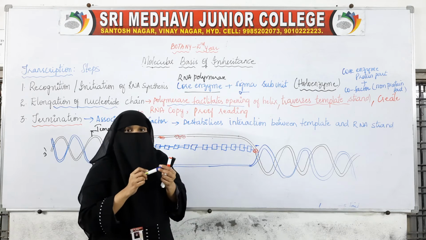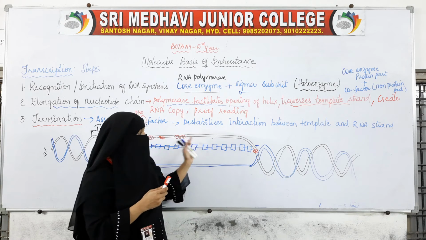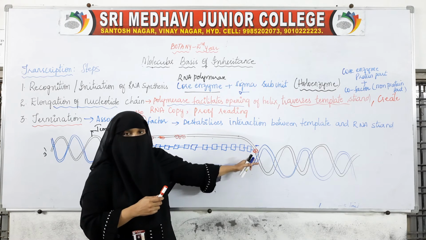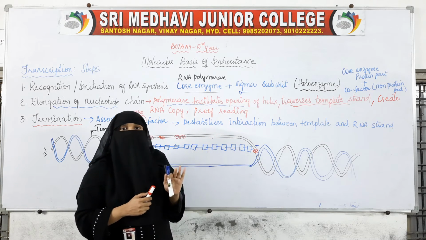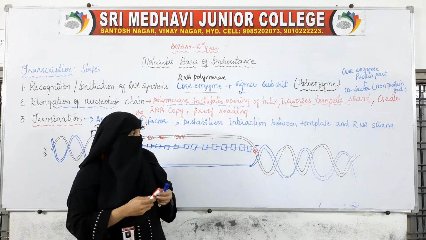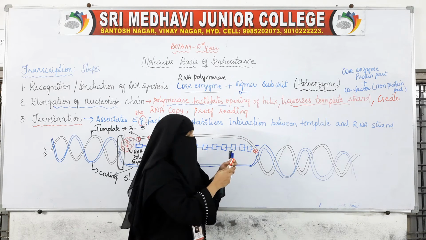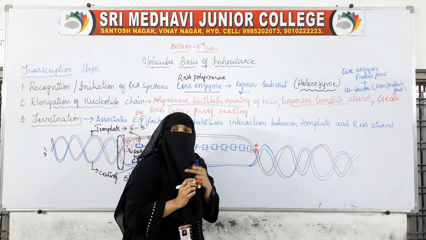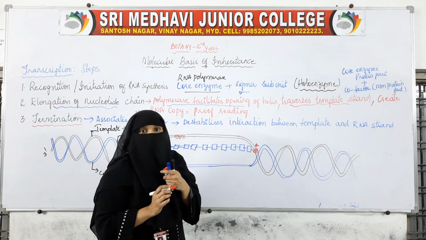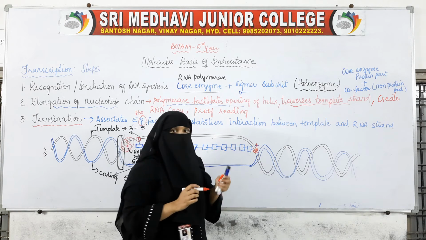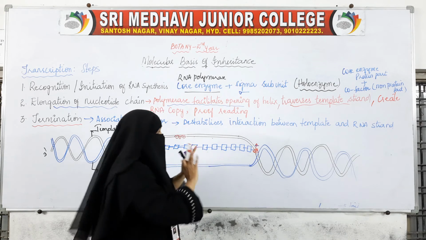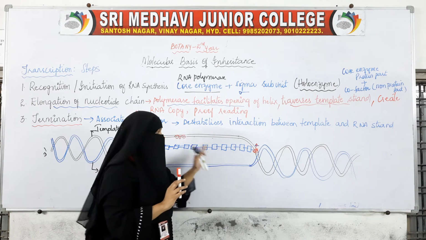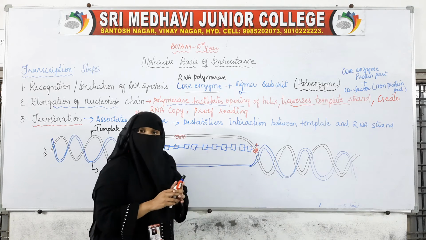So as soon as it sees the Rho factor, what happens? As soon as this DNA gets this Rho factor, the transcription will be stopped. Now transcription has been stopped because this polymerase enzyme has associated itself with the Rho factor. The process of transcription has been stopped. Now the formation of the RNA strand has been stopped.